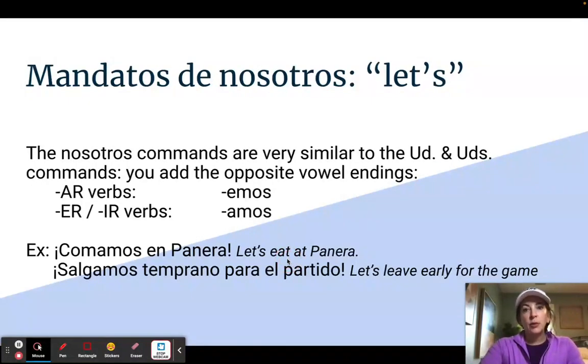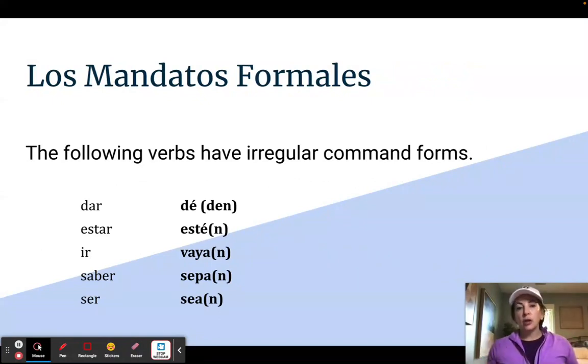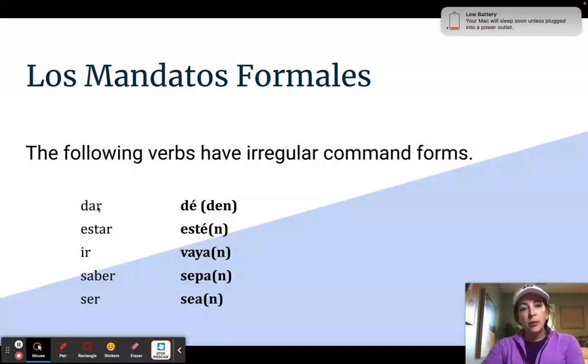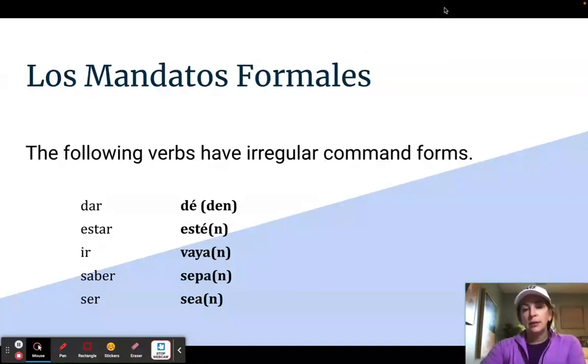Oops, I'm sorry. Then we have irregular command verbs. These five verbs kind of are always a little bit troublesome, the problem children of Spanish verbs, if you will. They're irregular a lot of the time. So these you're just going to have to memorize. The thing to keep in mind is make sure when you're using dé that you give the accent. Otherwise, it's the preposition de, which means of. The same with esté. You need the accent there so that it is not what's called a demonstrative pronoun, meaning this.